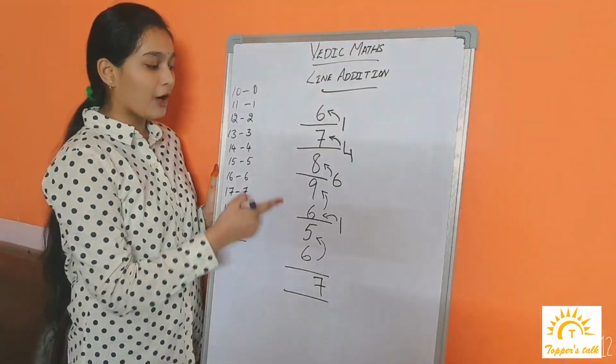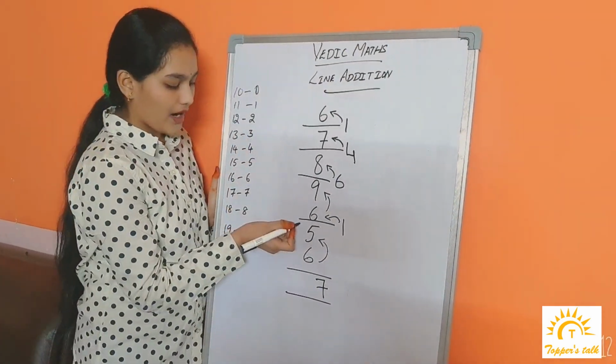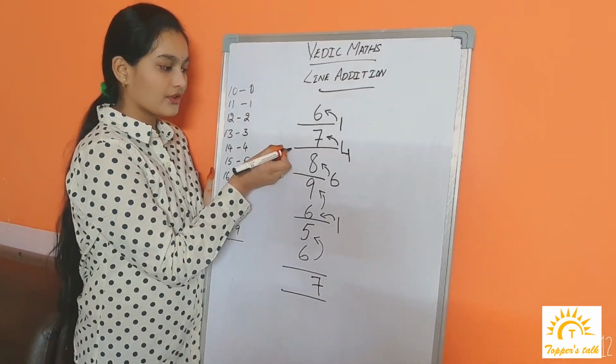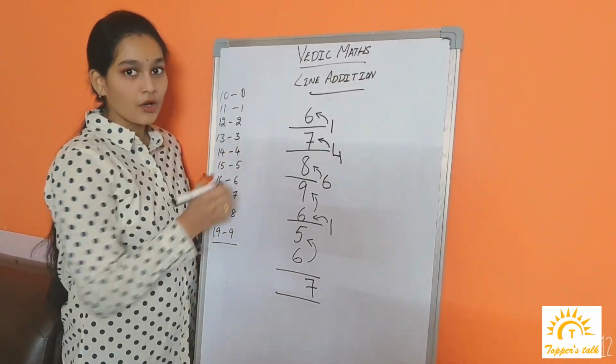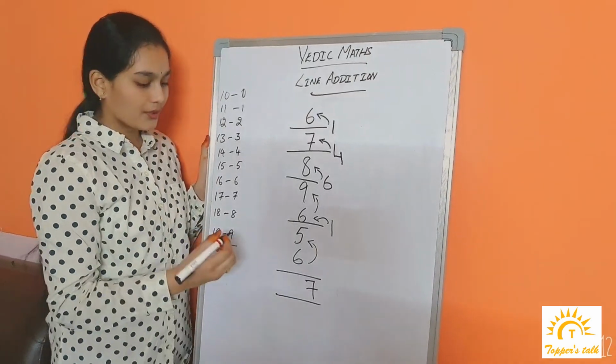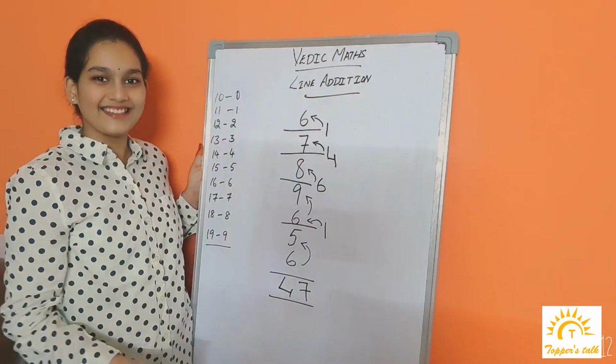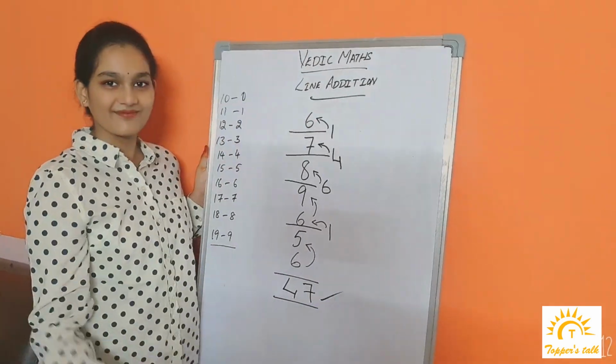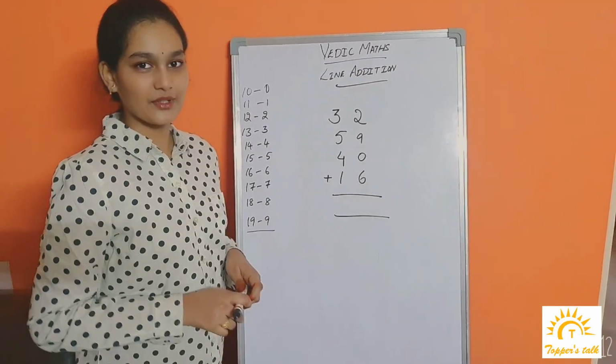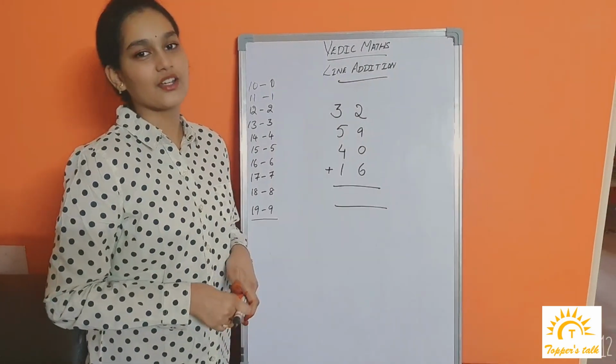Now count how many lines you drew. 1, 2, 3 and 4. We drew 4 lines. So we have to write that 4 next to this 7. That's it. The answer is 47. Since you're familiar with the procedure, let's try a double-digit problem.